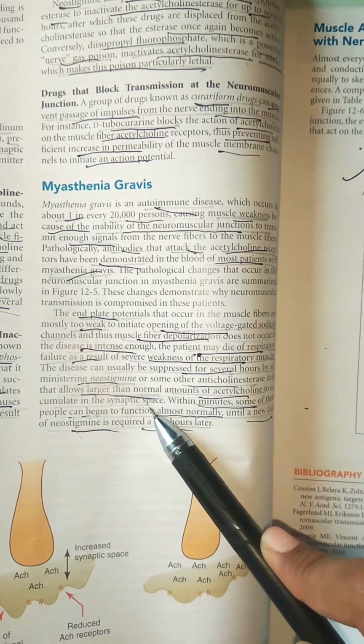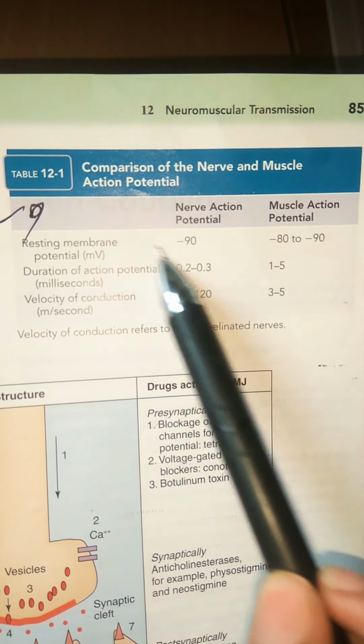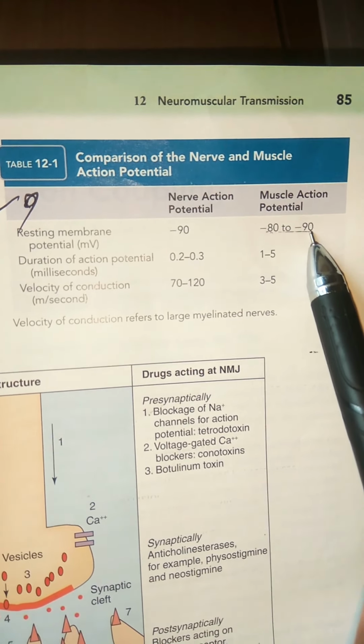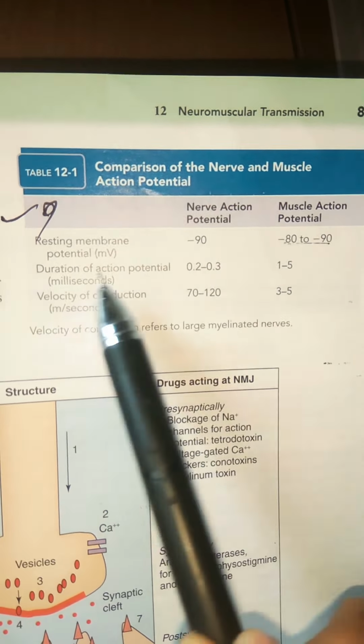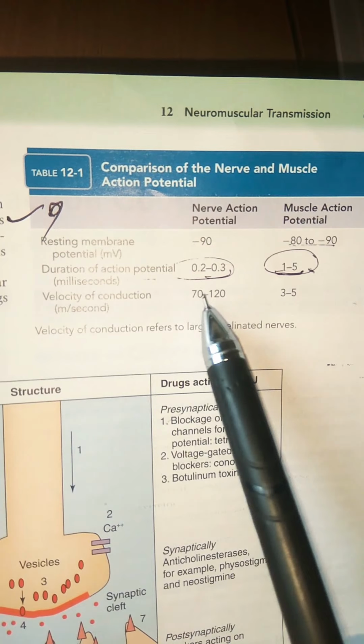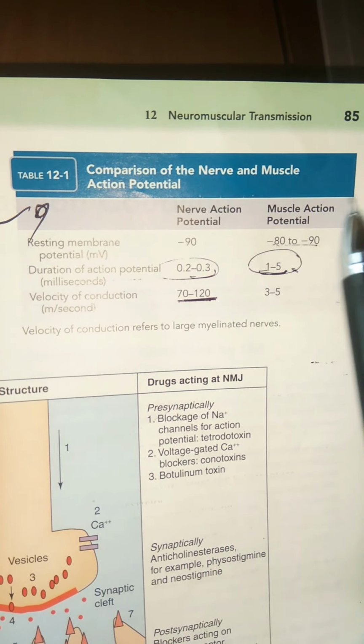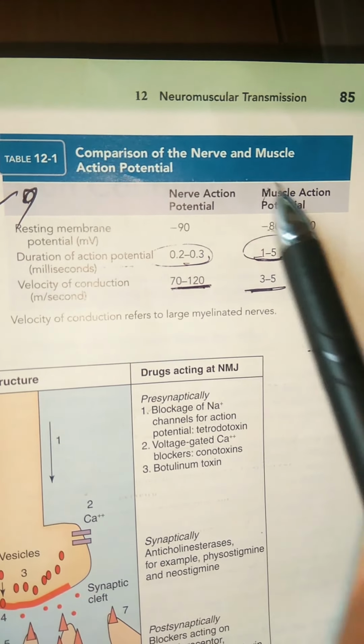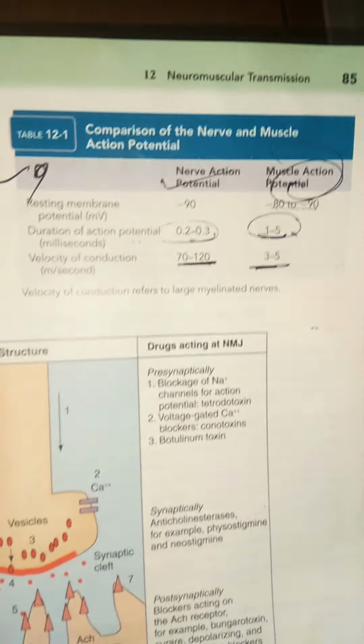Now it is important to compare the nerve and muscle action potentials. The resting membrane potential in nerve is -90, but in muscle is -80 to -90, and the duration is about 0.2 to 0.3 in nerve, but here 1 to 5, taking somewhat longer. And the velocity of conduction is 70 to 120 in the nerve, and in muscle is 3 to 5. So you can see the muscle is somewhat slow when compared with nerve, which is very fast.